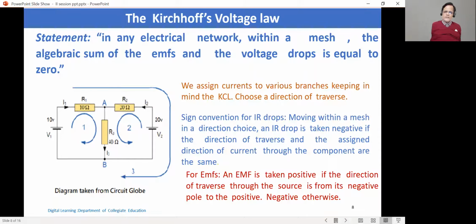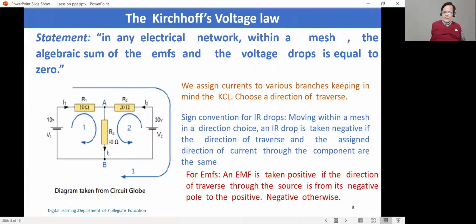Therefore, essentially what KVL is telling us is that when currents flow in a network within a mesh, the energy is conserved. So essentially KVL, Kirchhoff's voltage law, is an alternate statement of the law of conservation of energy.